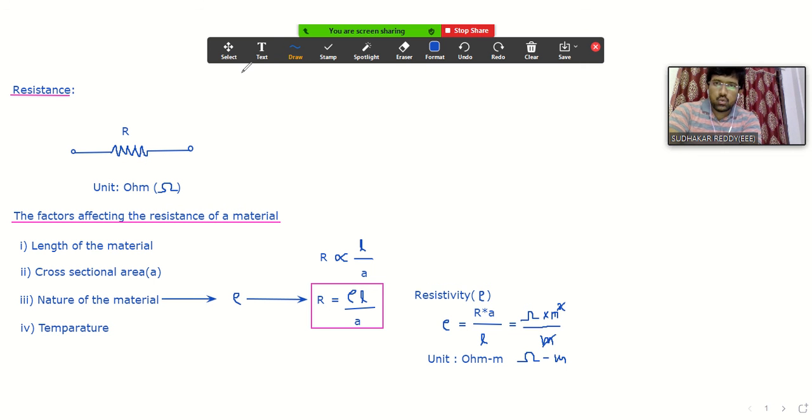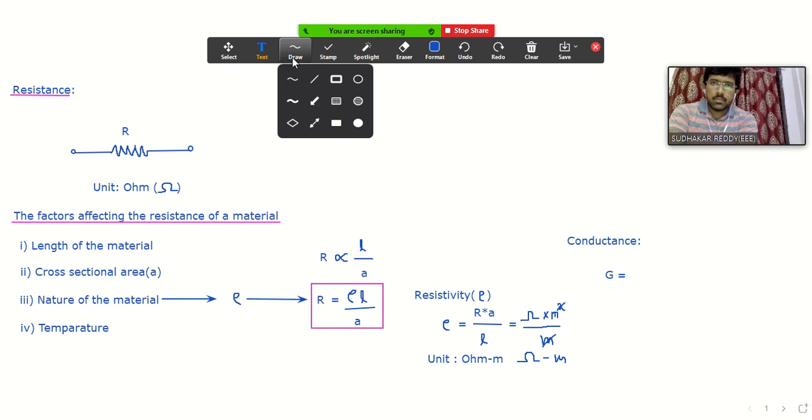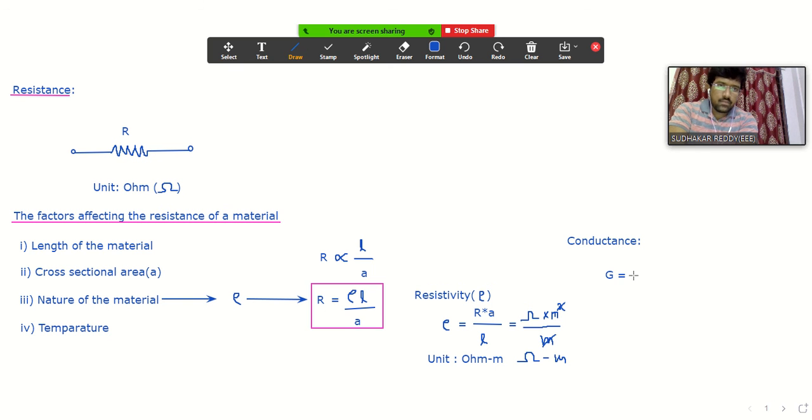And similarly, we will see two more definitions in this video itself. The next one is the conductance definition. Very easy to understand. So conductance is defined as the reciprocal of resistance. It is denoted by the capital letter G. So mathematically, G equals 1 by R. Conductance is nothing but the reciprocal of resistance, that is 1 by capital R.